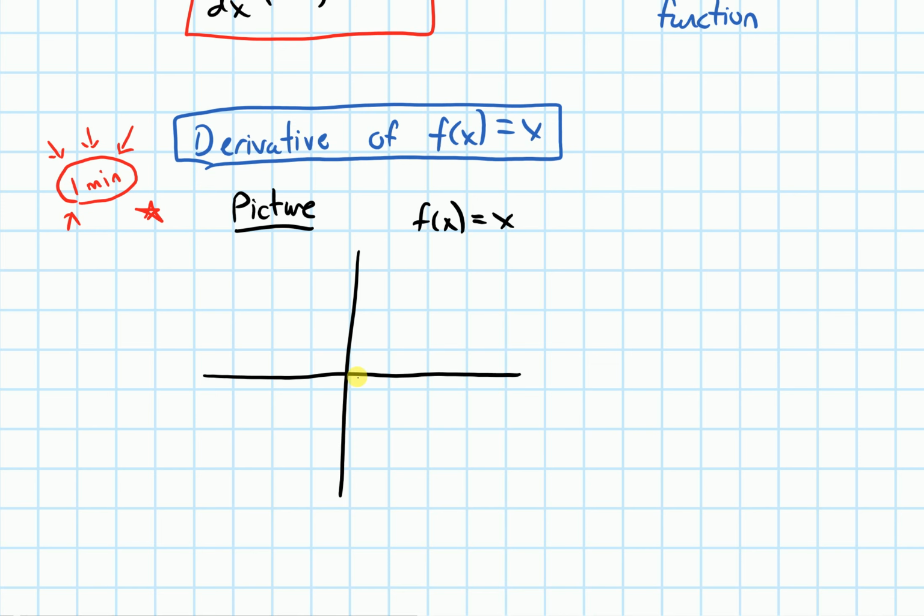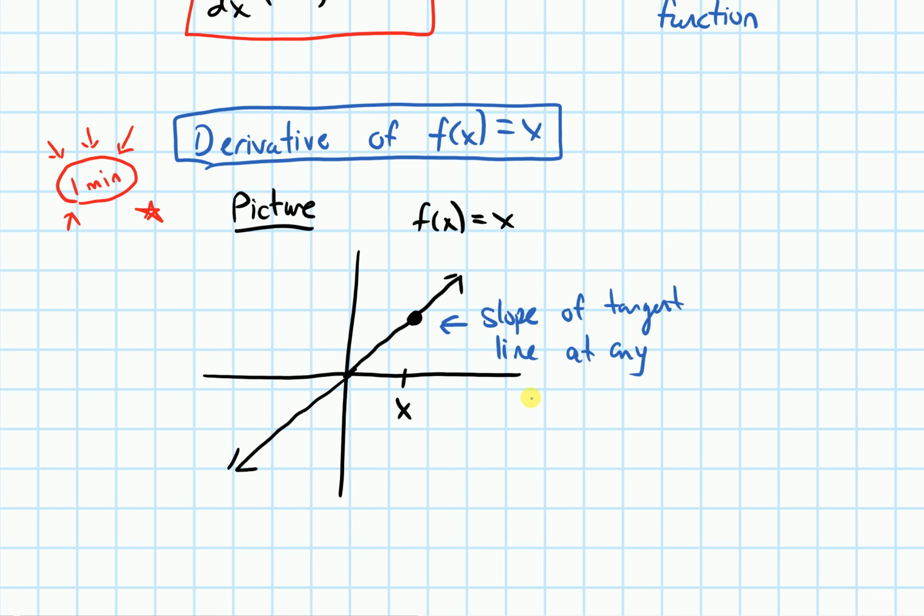So the graph of f of x equals x, well, that's the same thing as y equals x. So y equals x is a line through the origin, and the slope is 1. If I were to take any point on the graph, let's say where the x coordinate, I'm just going to call it x, and I look at this point on the graph, I can determine what the slope is really easily just by looking at it. The slope of the tangent line at any point is 1. So f prime of x for this function, which is the slope of the tangent line, is 1, no matter what point you take on the graph.